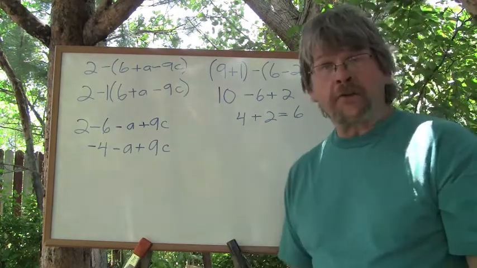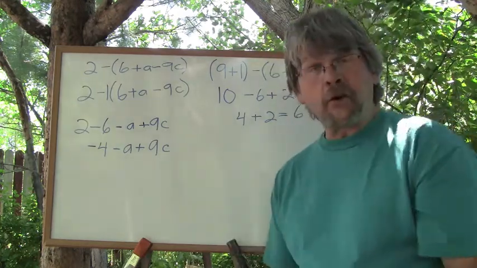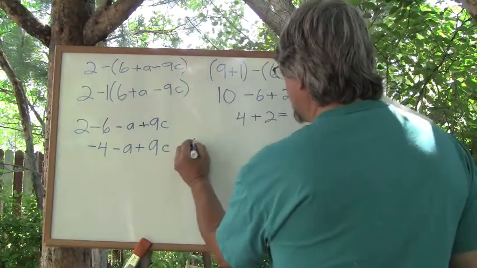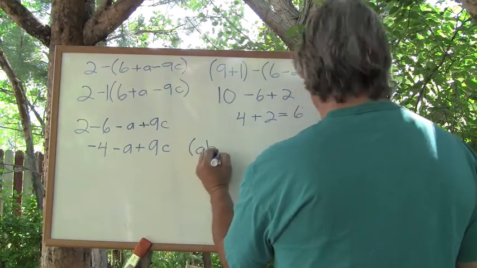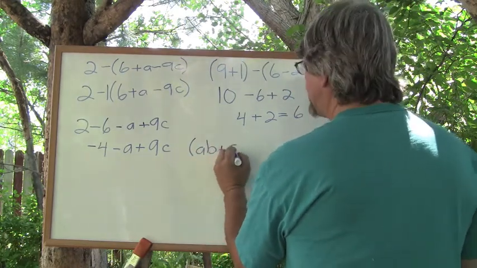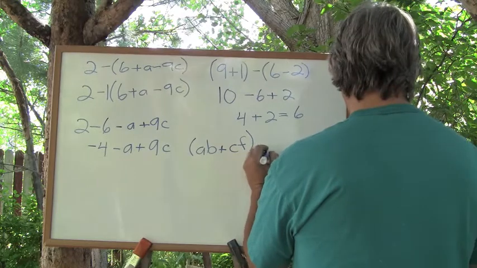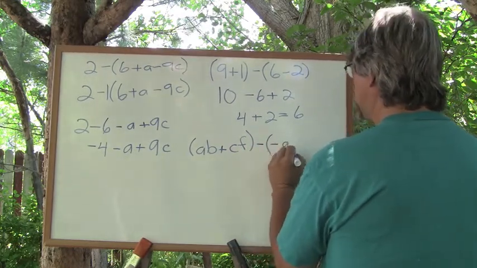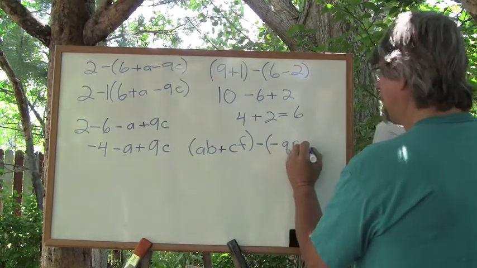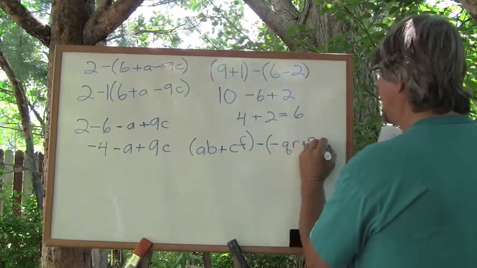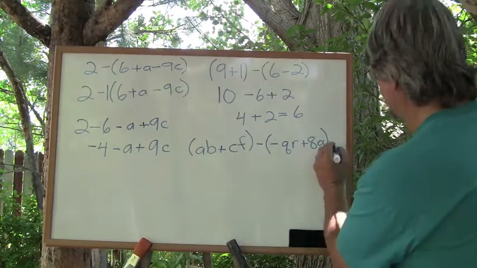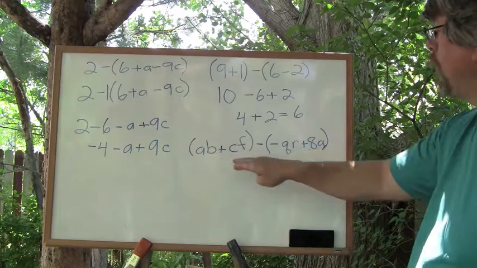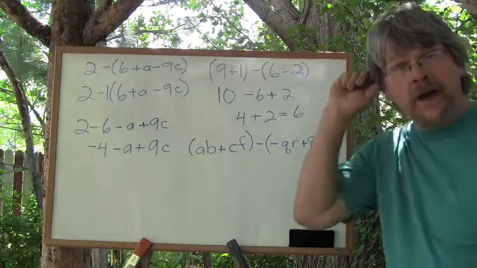This also works, now I've been showing you numbers, but it also works with variables as well. Let me show you the variables. Let's say we have AB plus CF minus QR plus 8A. Make that a little clearer. So now we have a first group subtracting a second group. How do we do this?